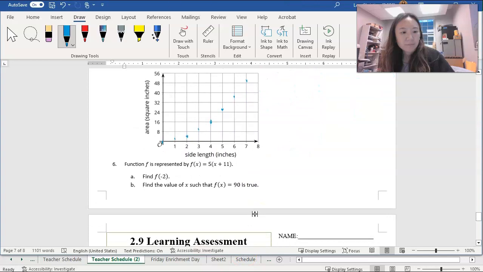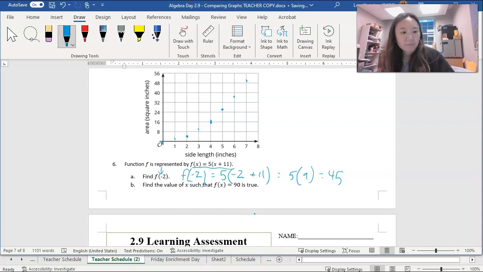Function f is represented by f of x equals 5 times the quantity x plus 11. Find f of -2. So this gives me the x, or the input, so I'm going to replace x with -2: 5 times the quantity -2 plus 11, which is 5 times 9, which is 45.